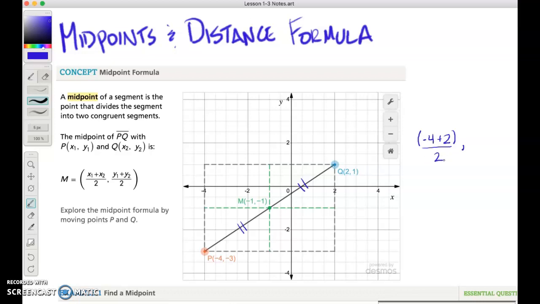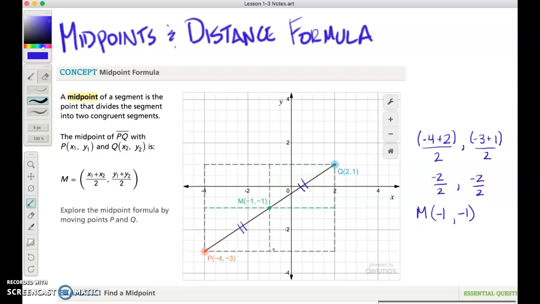Now if we think about -4 plus 2, that's going to be -2, and then -2 divided by 2 is going to give us -1. And you can see that's where this -1 comes from in the midpoint's x coordinate. Now for the y coordinates, we're going to do the same thing. We're going to take the -3 for the y coordinate of P, and we're going to add it to 1, which is the y coordinate of the other endpoint, and we're going to divide by 2. So that is -3 plus 1 would give us -2 again, and -2 divided by 2 is going to give us -1 again. So that's where our midpoint is, -1, -1.